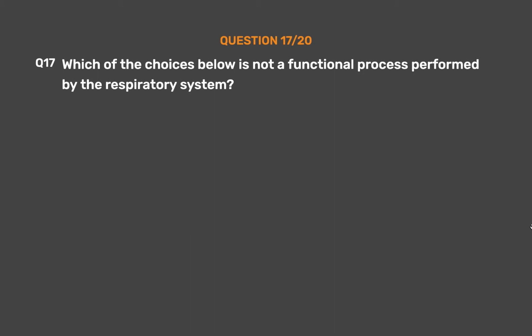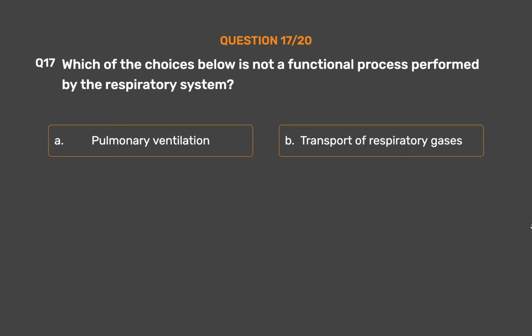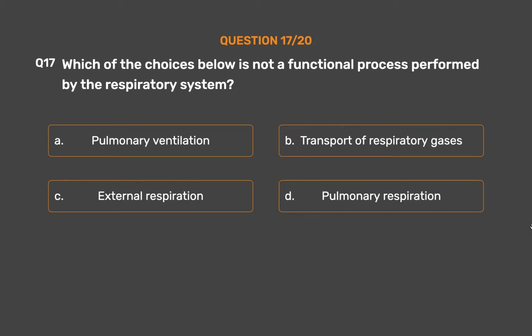Question number 17. Which of the choices below is not a functional process performed by the respiratory system? Option A. Pulmonary ventilation. Option B. Transport of respiratory gases. Option C. External respiration. Option D. Pulmonary respiration.